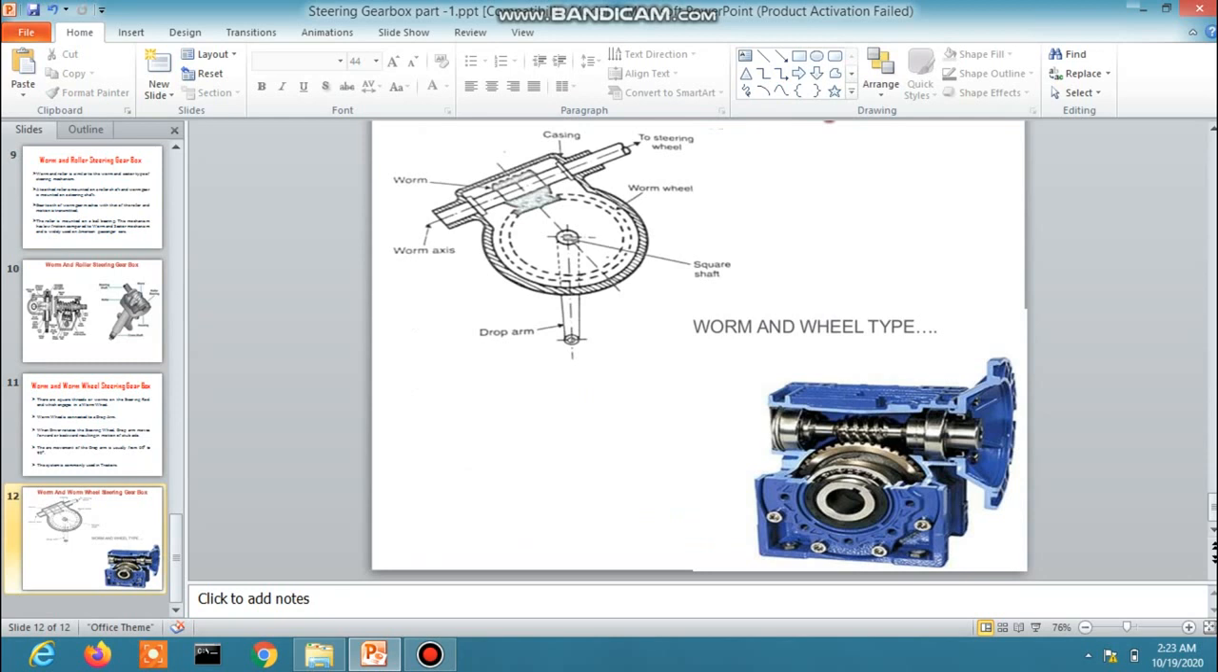So when the steering wheel rotates, the worm wheel also rotates, and at that time the worm wheel rotates as an arc between 60 to 90 degrees. So this movement is transferred to the drop arm to the drag link. This is one of the important gearboxes of the steering.